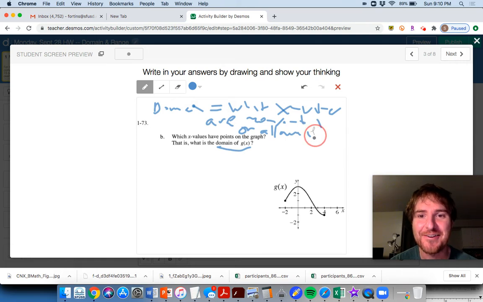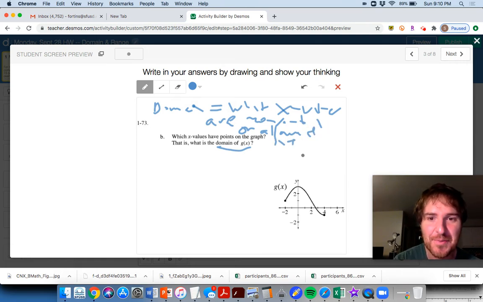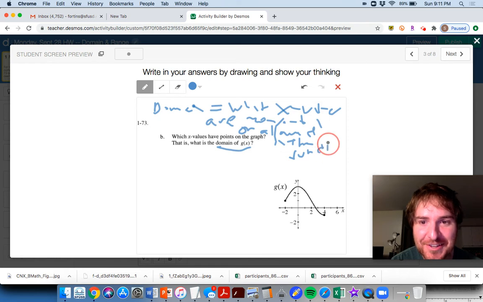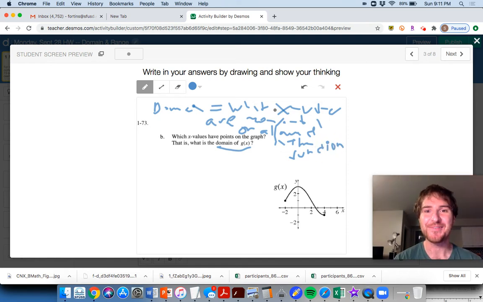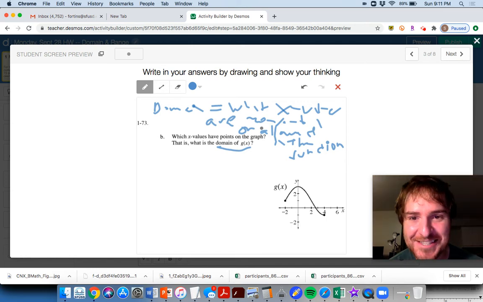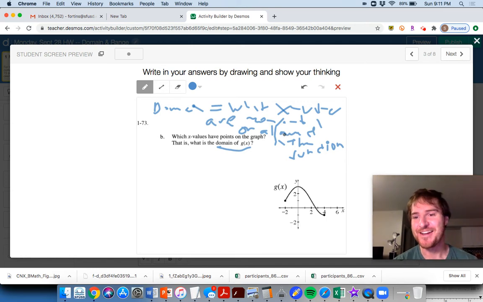That kind of looks like allowed in the function. Here, I have to go to my in the function. Is that even English right there? I don't know what to tell you. Domain equals what x values are represented or allowed in the function. You have to write that down, and hopefully you can read it too, but probably not.